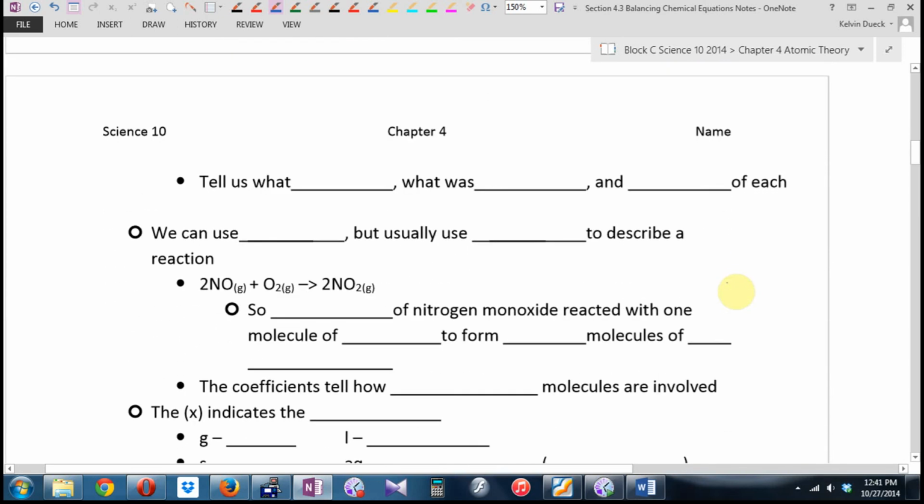So this tells us what was started, what was added, and the number of each. The fancy word for started, reacted. What you add, so these are the reactants, and how many of each.